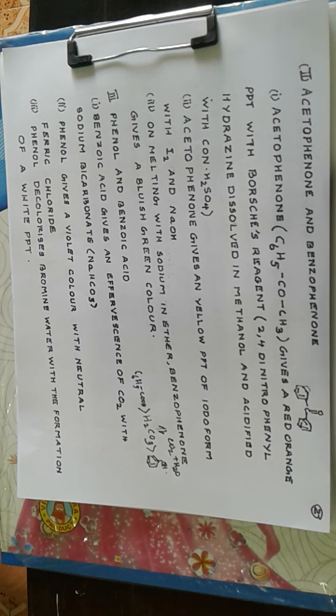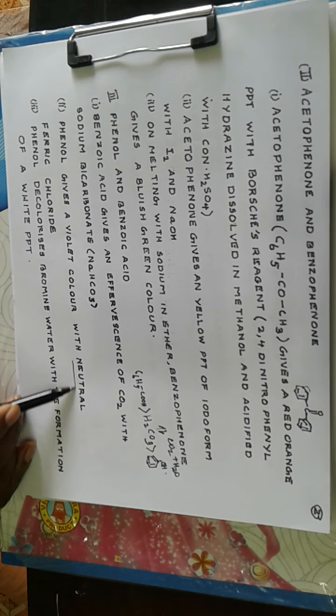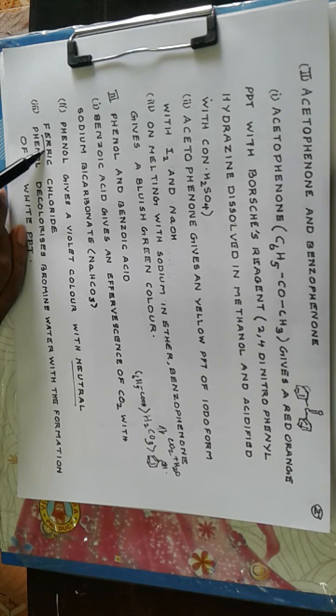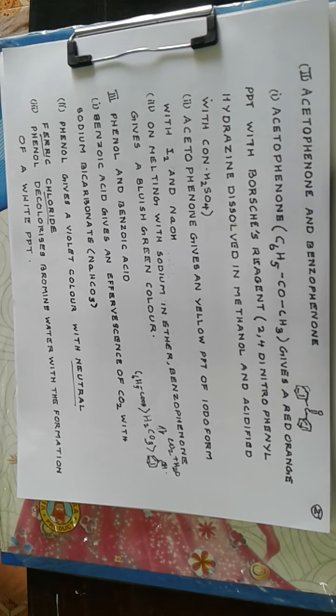Now there is one specific test for phenol. It gives a violet color with neutral ferric chloride. Now ferric chloride is acidic because of hydrolysis, giving ferric hydroxide and HCl, hydrochloric acid.